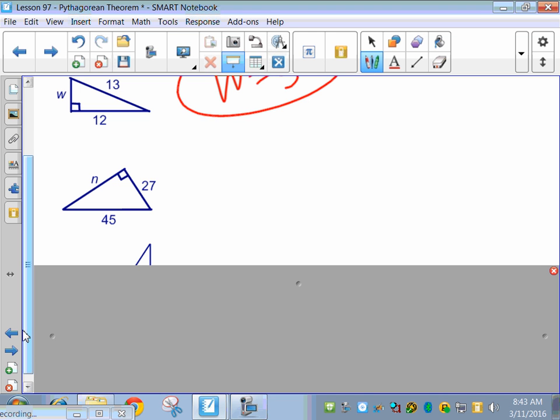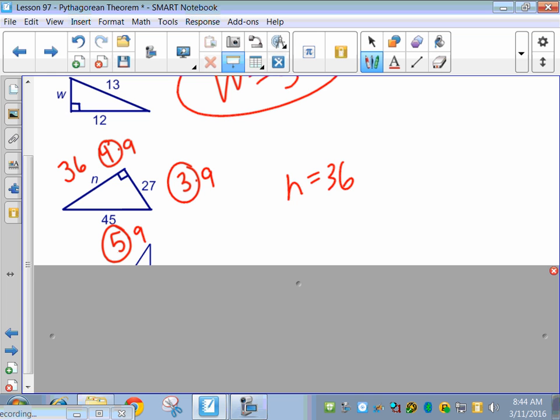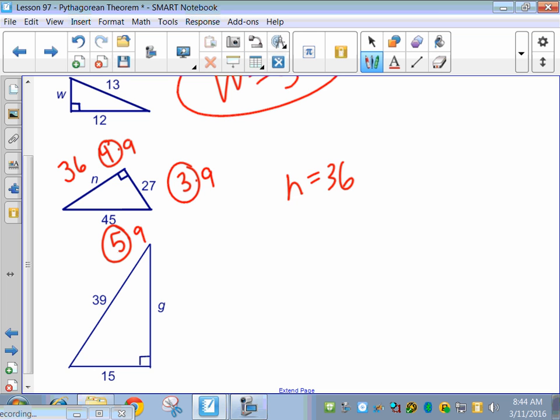Okay, let's see. Josh, what do you think? 36. This would be 36. How'd you figure that out? 27 times 9 is, 3 times 9 is 27, yep. So 4 times 9 equals 36. And this one is 5 times 9. So this is the 3, 4, 5 triangle, all multiplied by 9, okay? Always try the 3, 4, 5. It comes up a lot, all right? 36. Nice, Josh.